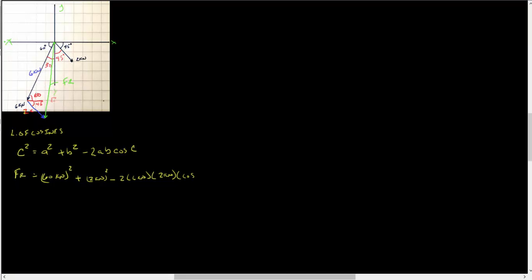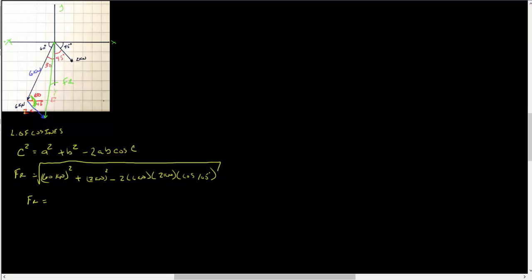And what's that angle going to be? Well, that angle is this angle right here. Mark that in green here. That entire angle, so that's going to be 60 plus 45, which is 105 degrees. Now, since I don't have it squared over here, I'm going to take the square root of all of this, and that's going to be my force resultant.